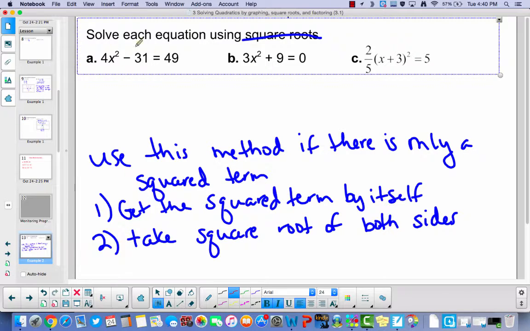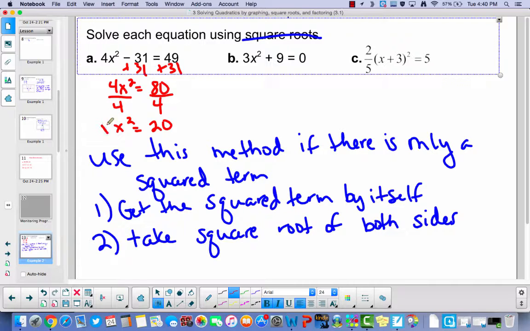What's with the x squared that we need to get rid of? We need to move this plus 31 or minus 31 first. We do that by doing the opposites. We're going to add 31 to both sides. So I get 4x squared equals 80. I'm going to divide both sides by 4. So I get x squared equals 20. Now I have the x squared by itself.